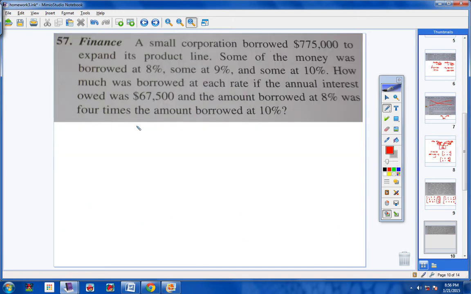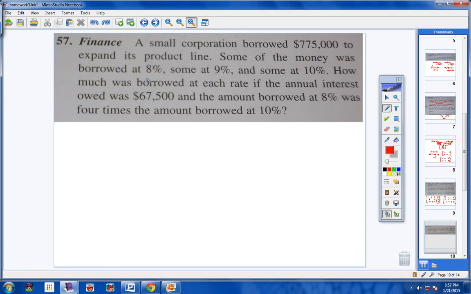A small corporation borrowed this much money. They did not borrow the money from the same place. They borrowed some at 8%, some at 9%, and some at 10%. How much was borrowed at each rate if the annual interest rate owed was this much and the amount borrowed at 8% was 4 times the amount at 10%? Okay, we have 3 unknowns. The amount borrowed here, the amount borrowed here, and the amount borrowed here. Got it? 3 unknowns. So I need 3 equations.